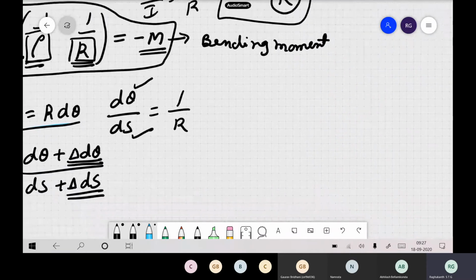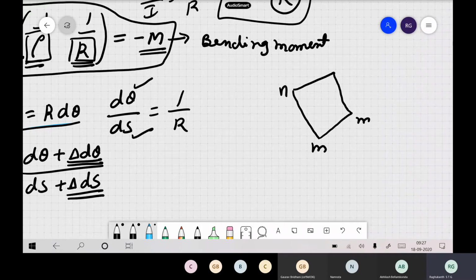If I zoom in on this section, this is our section MN, and if I zoom in on that small portion it looks something like this. This was the original section. After deformation it has become M1 N1 dash, and this point M has moved by some w in the radial direction. Now if I draw a tangent here at this point, this angle you can easily find out as dw by ds.